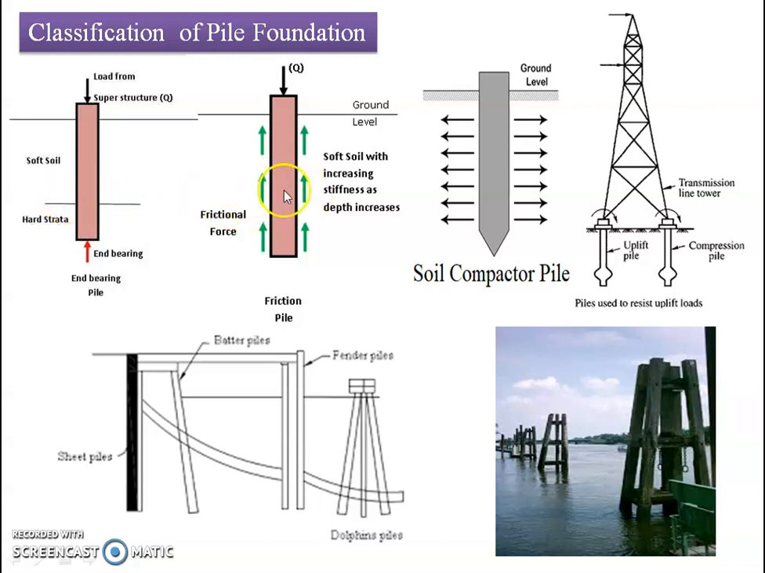Sometimes we can have composite behavior, combined behavior here, like end bearing plus frictional resistance. It will have two additive effects. So later on we will see the classification, how we are going to estimate its load carrying capacity.